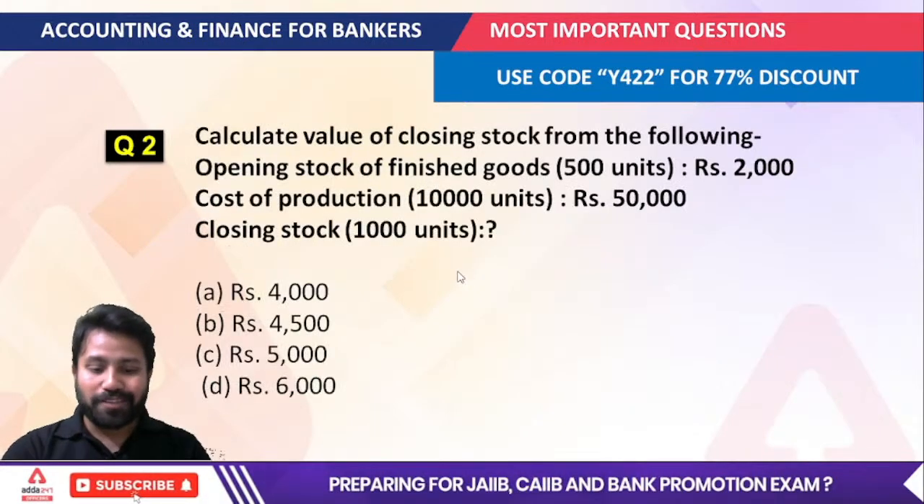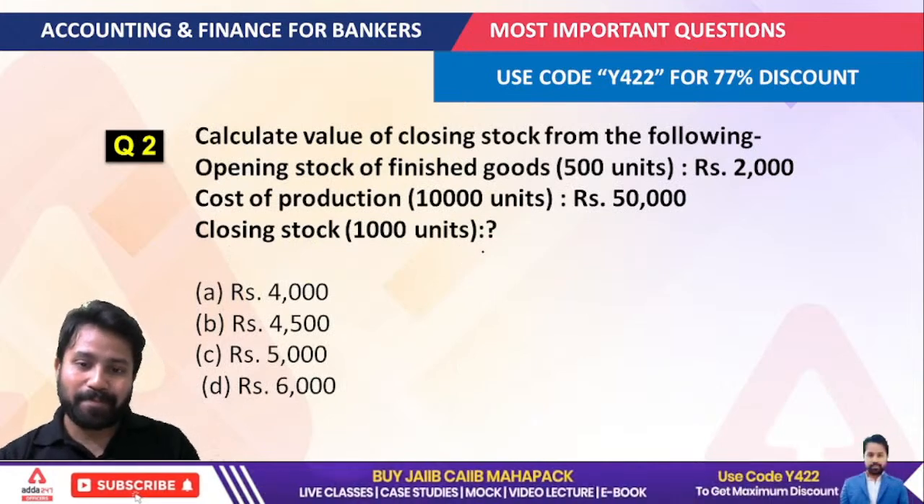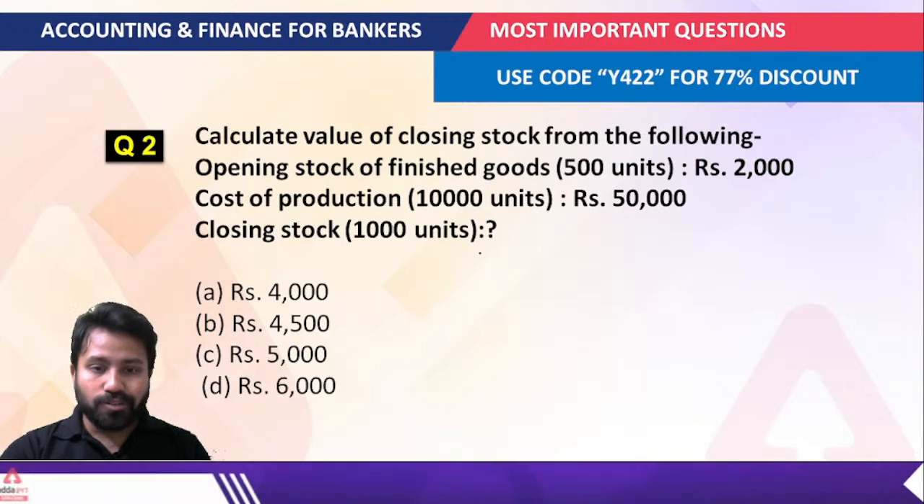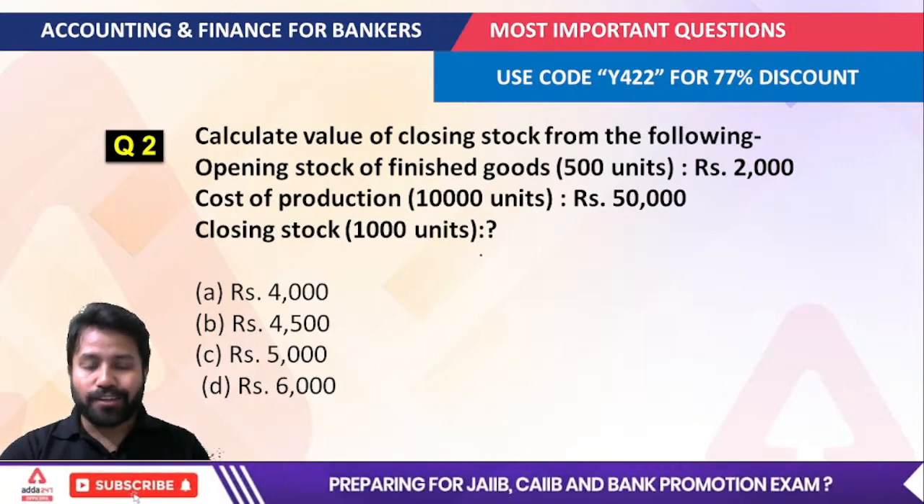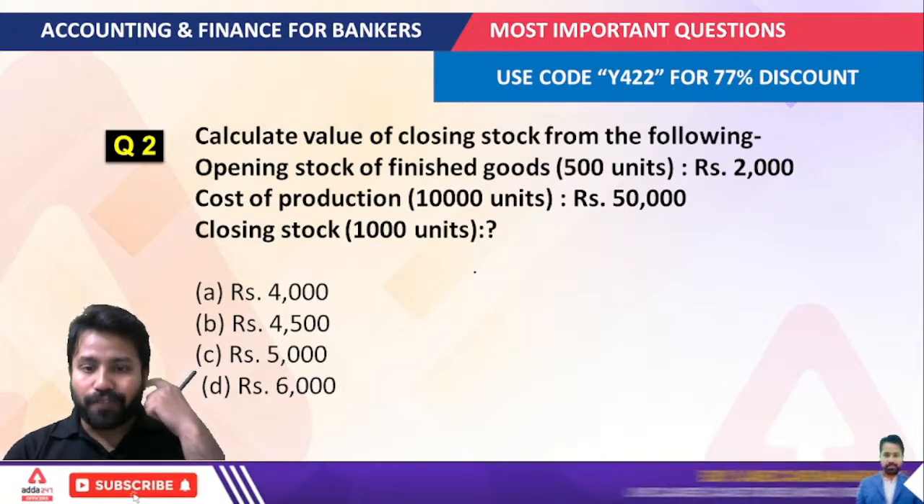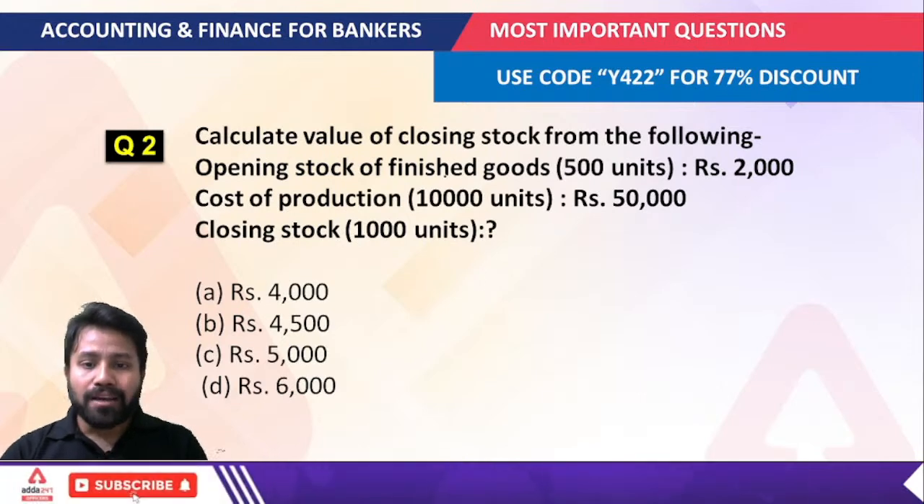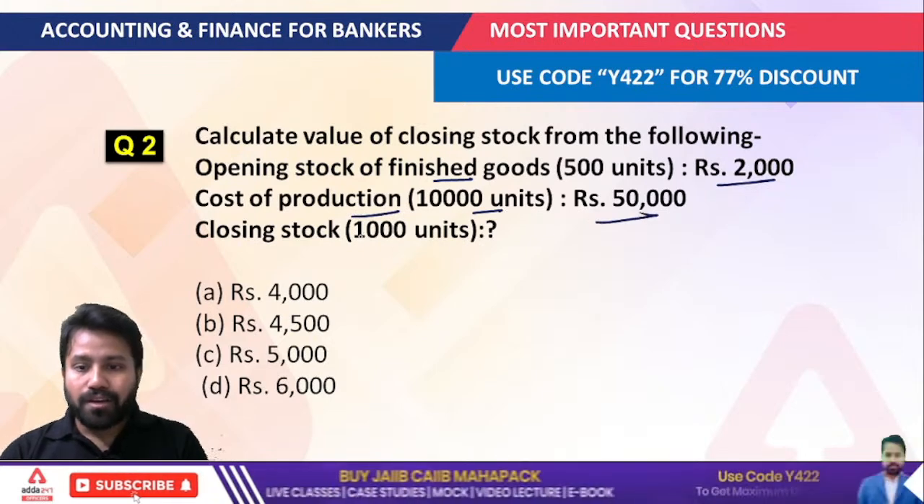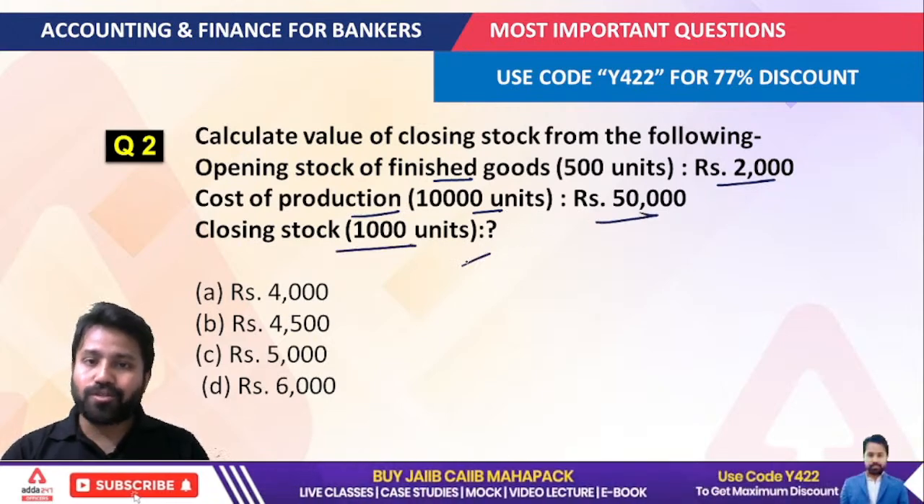Now just try to solve another question. Calculate the value of the closing stock from the following. The opening stock of the finished goods is given, the cost of production is given, and the closing stock you have to calculate. That simply means the opening stock value and the cost of production value are given, and you have to find out the closing stock value.